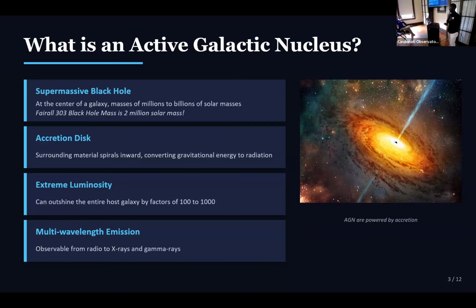So basically you have materials in the vicinity of the black hole and other materials far in the gravitational potential. As they spiral, there's friction due to the viscosity of the gas. So the speed reduces, and when the speed reduces, they lose angular momentum and spiral inward because they get pulled by gravity and get accreted. They have extreme luminosity, can outshine the host galaxy by a factor of 100 to 1,000. They have multi-wavelength emission, kind of similar to a black body.